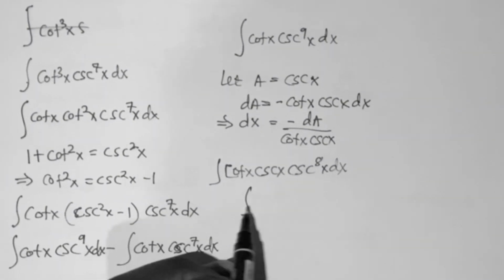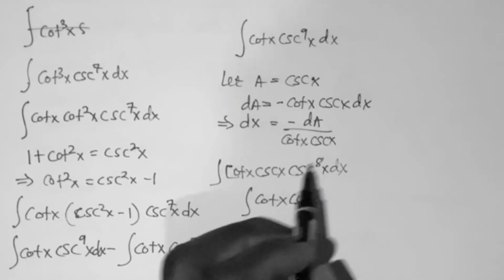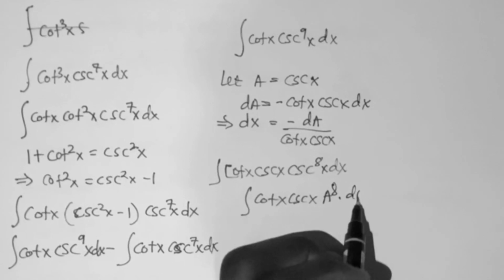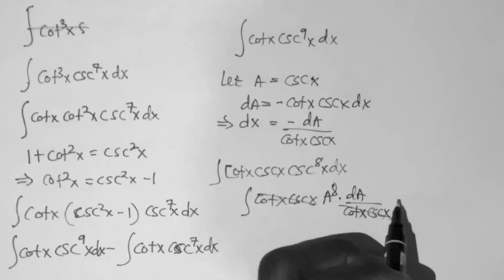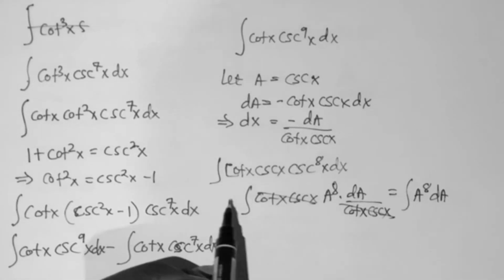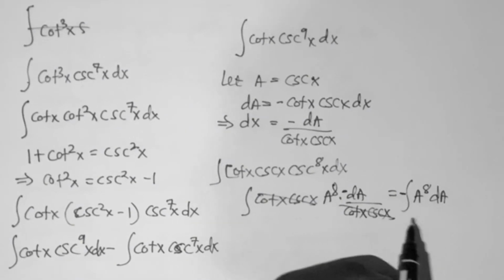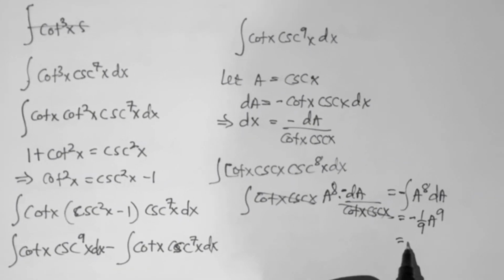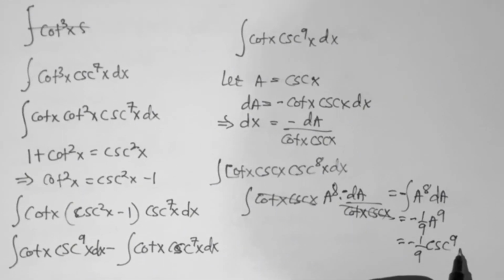And therefore this becomes integral of cot x cosec x. Then cosec exponent 8x becomes a exponent 8. Then the dx becomes dA divided by cot x cosec x. So this and this will cancel, and this will give us integral of a exponent 8 dA. But there is a minus here, so sorry, here's minus dA. So we pull out a minus here. That will give us minus 1 over 9 a exponent 9. That's equal to minus 1 over 9 cosec exponent 9x.